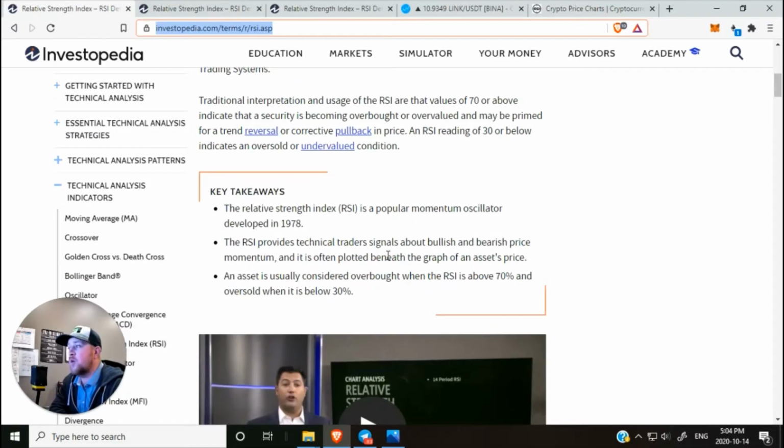Some key takeaways, though. The Relative Strength Index is a popular momentum oscillator developed in 1978, and the RSI provides technical traders signals about bullish and bearish price momentum, and it is often plotted beneath the graph of an asset's price. That's where I have mine as well. An asset is usually considered overbought when the RSI is above 70% and oversold when it is below 30%. So I actually have mine set to 80 and 20, and I'll tell you why in a second.